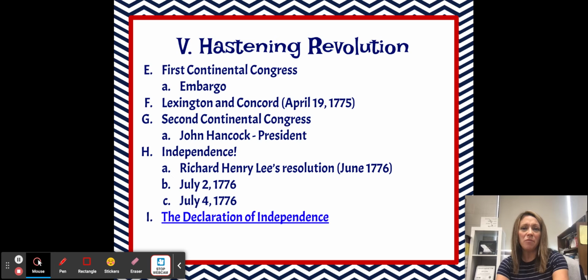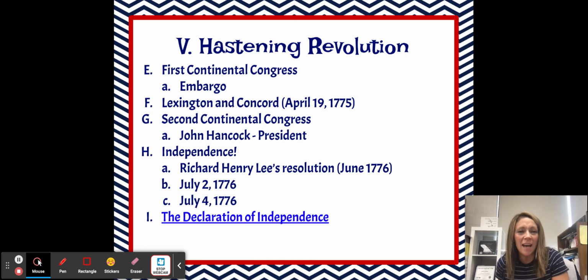That leads us then to the First and Second Continental Congresses. The First Continental Congress convened as a result of the Intolerable Acts, and the big thing that they did was pass an embargo to stop trade with Great Britain. This leads, of course, to the Battle of Lexington and Concord on April 19, 1775, which is sometimes known as the shot heard round the world. Eventually, after that, the members of many colonies come together to meet at the Second Continental Congress. The big thing that they do there is take on the role of a central government. They also elect a president, John Hancock.